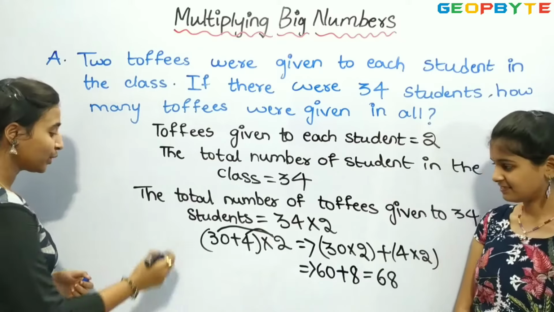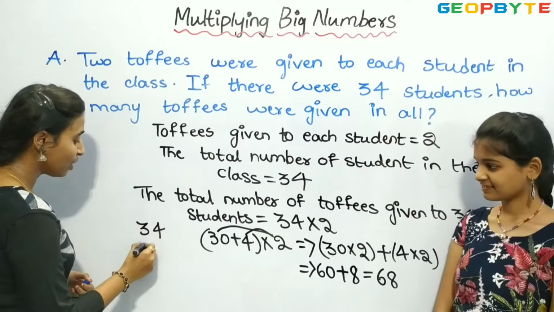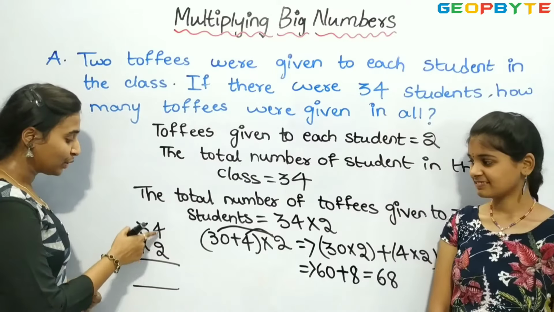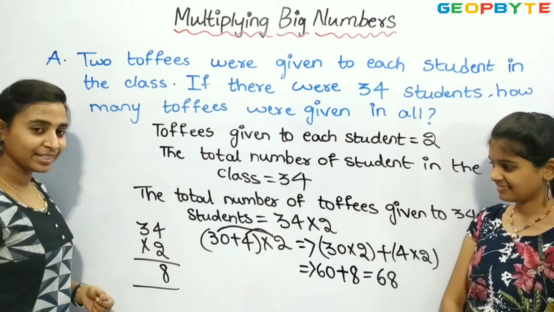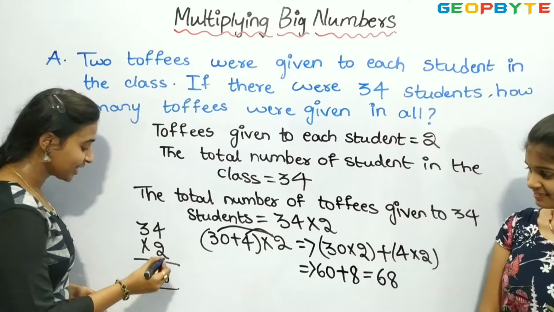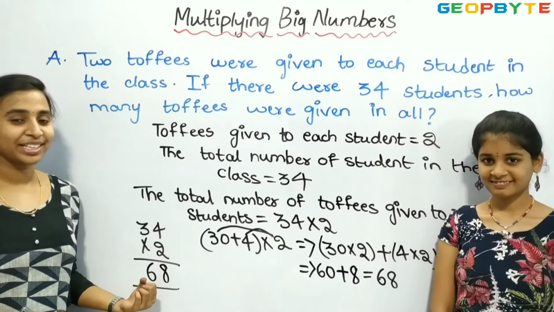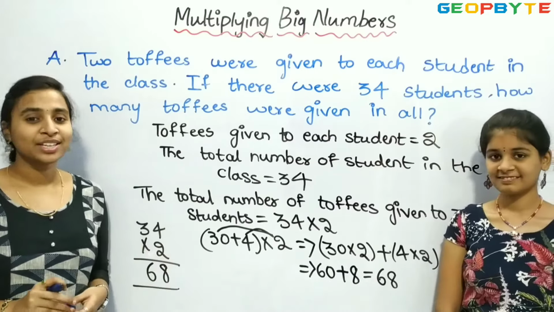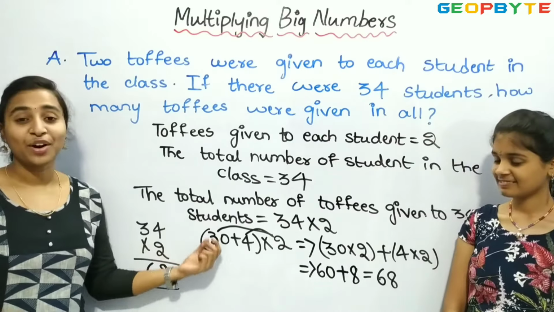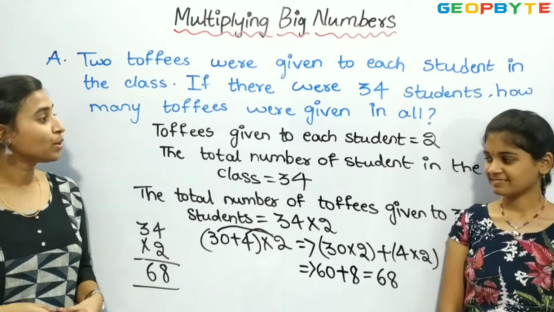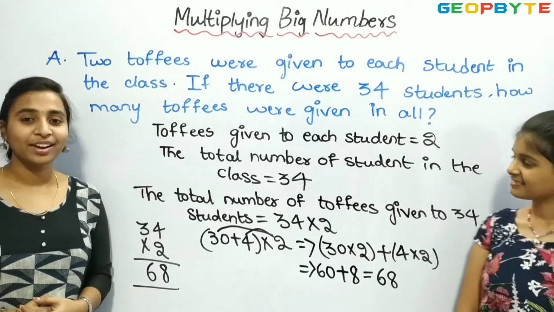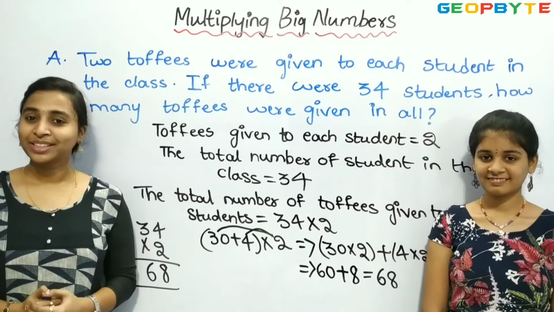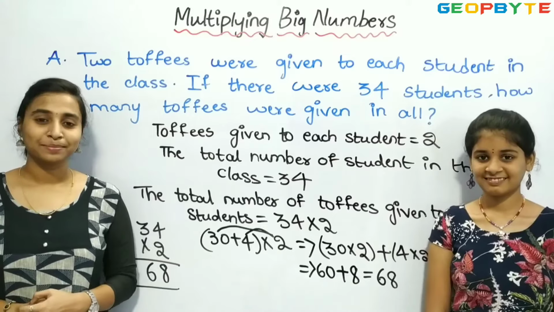And we can even do 34 into 2. Now, children, 2 4s are 8. 2 3s are 6. Here also we got the answer 68. So children, these are the two methods to do multiplication of little big numbers. So how many toffees were given in all? There are a total of 68 toffees given to 34 students in the class.